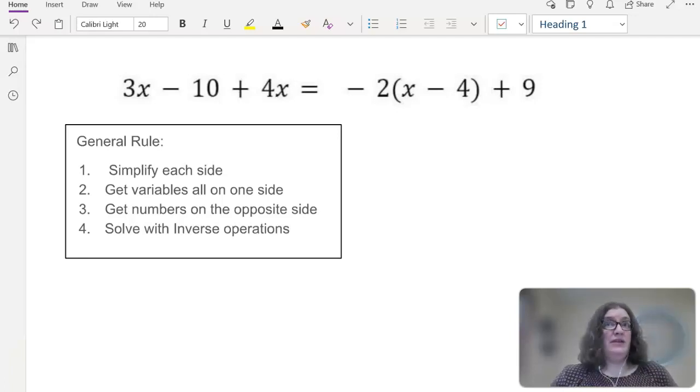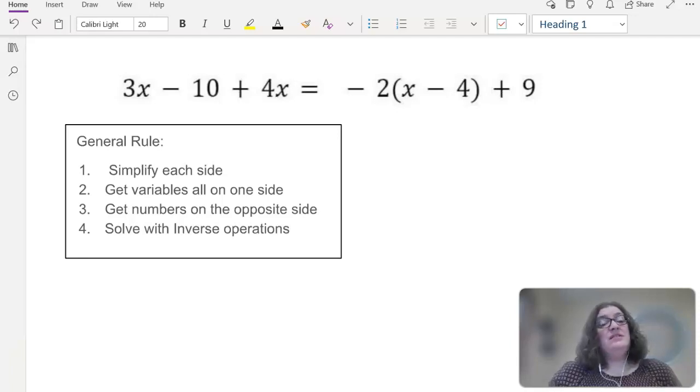That means combine like terms or use the distributive property, but try to get each side, the left side of the equal sign and the right side of the equal sign, to look as simple as possible. Second of all, we want to get all of the variables either on the left side or on the right side. It doesn't matter, but they all need to be together. And we use inverse operations, typically addition or subtraction, to make that happen. The third thing we'll do is the same process, but this time getting all the numbers on the opposite side. And so we'll use inverse operations, typically addition or subtraction, to get our numbers on the opposite side.